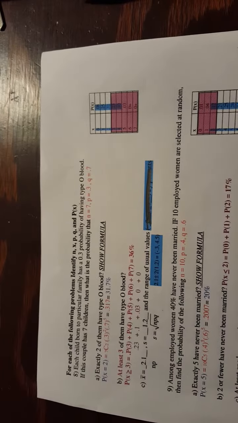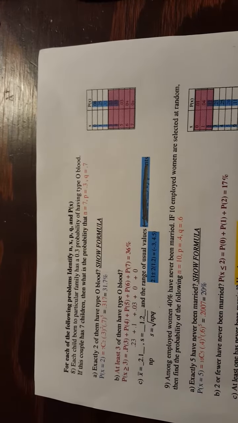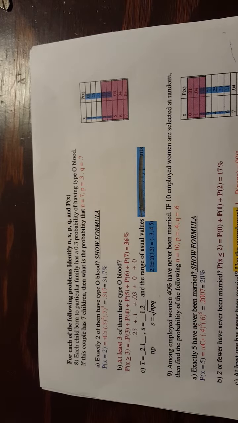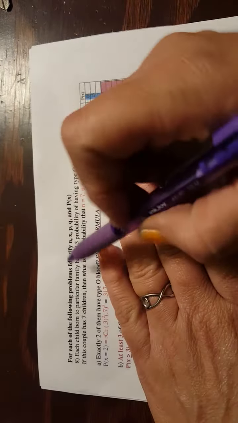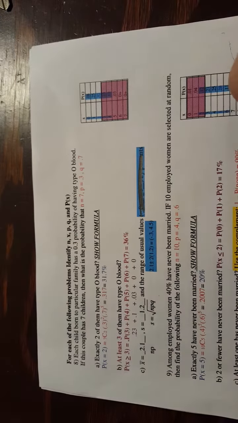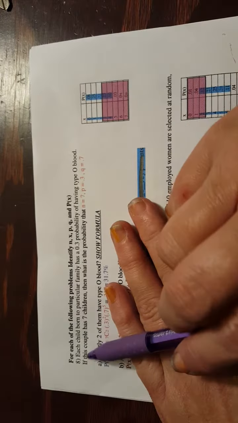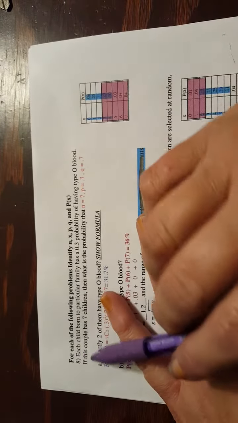Number 8. 8, 9, and 10 are basically done all the same. So I'm going to show you 8, and then I'm going to show you the answers for all the others, and if you have questions you can ask me in class. So here they're basically telling us that these are all binomial distributions, or binomial experiments, so we can do the binomial distributions.